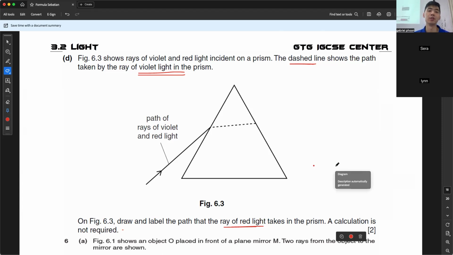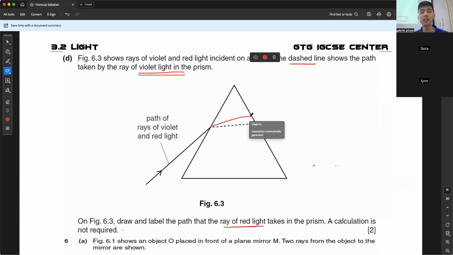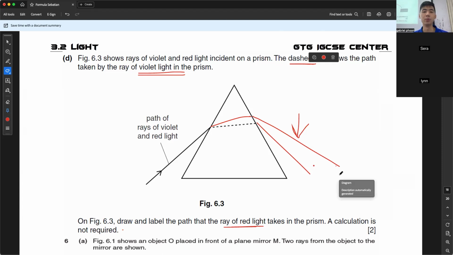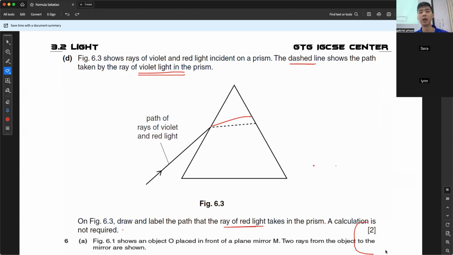So my first question is, where should the red light be in the prism? Should it be above the dotted line or should it be below the dotted line? Good, because red light is above violet, right? So you draw this one here. Then if they ask you to draw another dispersion, you just draw this one here, right? This is where the violet light will be. This is where the red light will be. But I don't think they ask you to draw beyond the prism, so you just needed to draw this line here. And you're good for 2 marks already. No, solid line.